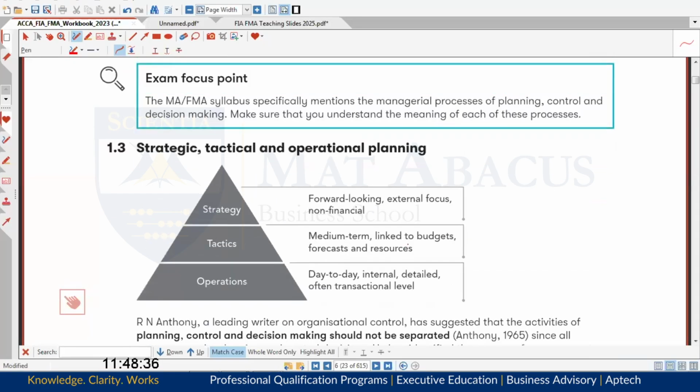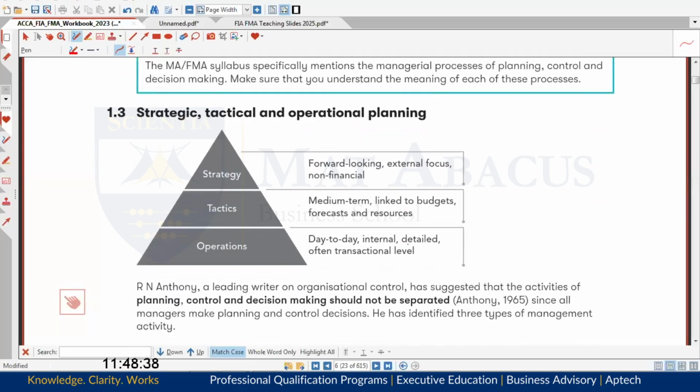So when you look at the information you're looking at, information can be of threefold, according to a certain gentleman called Anthony. He said information can be of strategic nature, that is forward-looking and external focus. Forward-looking is where do we want to take this organization in the next 3-4 years. That is information of external nature. Normally, this information should be for more than 2 years or more than a year.